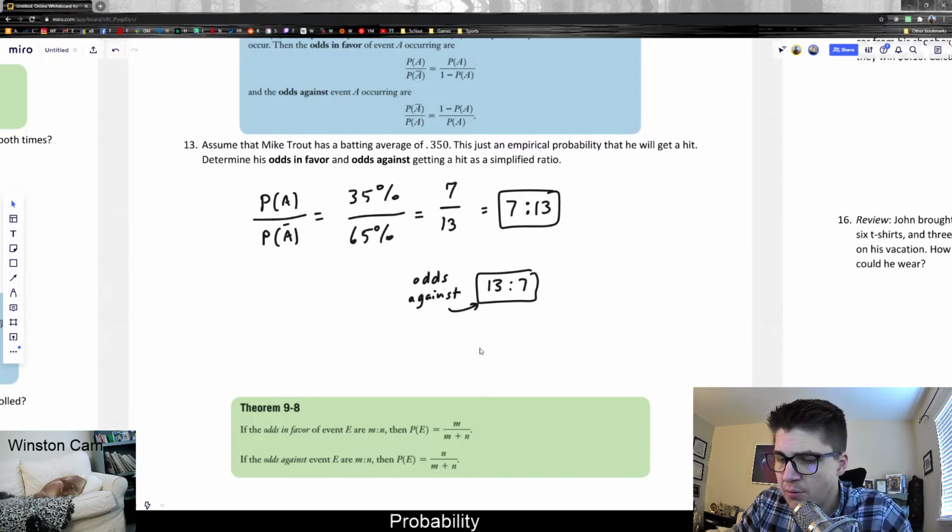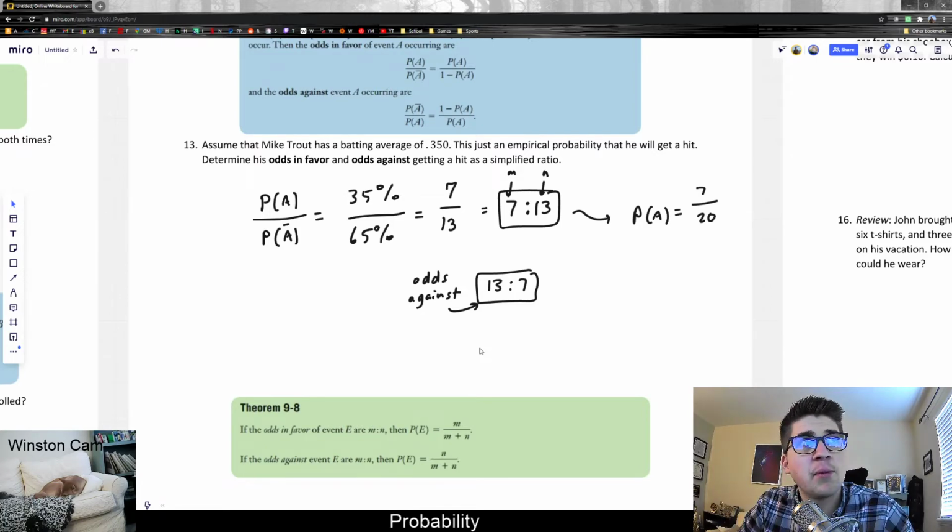We calculated the odds that he's going to get a hit here, and what it says is that if I take those numbers, basically 7 would be m in this situation if I'm using Theorem 9.8, and 13 would be n. I would have that the probability would be equal to m divided by m plus n, which would be 20. So I would get 7/20 as my probability. And if I multiply both by 5, I could see that that would be equal to 35%. Or again, I could use a calculator, do division, whatever.